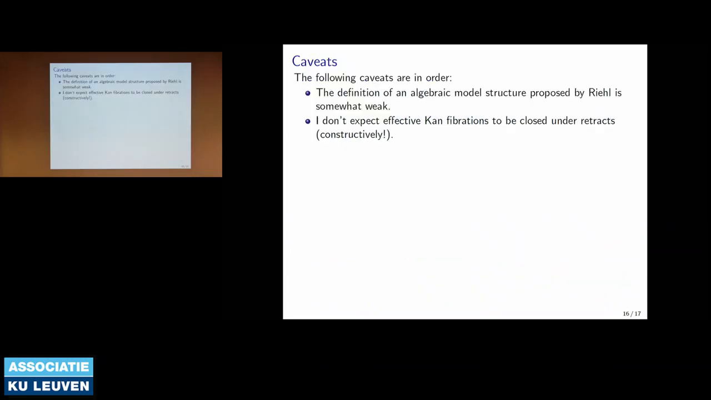One interesting thing is that I don't expect these effective confibrations to be closed under retracts constructively. This is a bit odd, because the definition of a model structure requires the fibrations to be closed under retracts. So what I expect will happen in the end is that these effective confibrations are going to interpret the type dependencies, and it is the retracts which are going to be the fibrations in the model structure. So I would expect these two things to diverge.